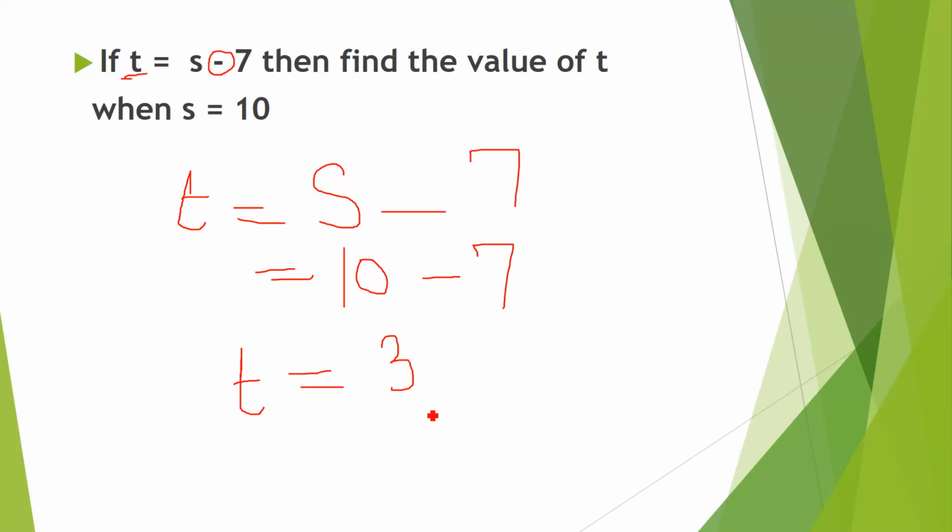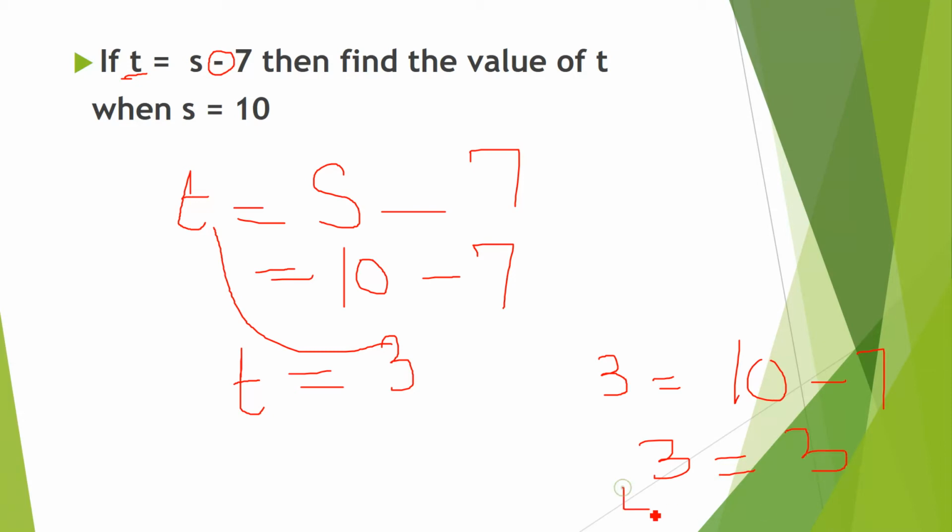Right? And you can check your question as well. These type of question you can check. How come? This is t. Now you know that the value of t is 3. So put this value here. Instead of t you can write down 3 equal to, and the value of s is 10. 10 minus 7, which will equal to 3. 3 is equal to 3. So both sides are equal. Left hand side equal to right hand side, it means your answer is true.